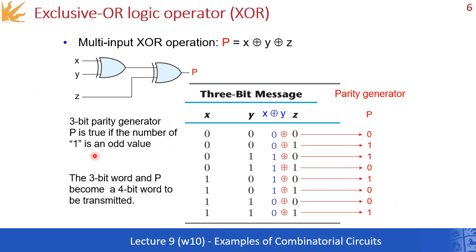You can otherwise state this as the 3-bit parity bit generator that you have here is true if and only if the number of ones in the input is odd. So just let us use one example. This row over here has an odd number of ones. Therefore, the parity bit is 1.